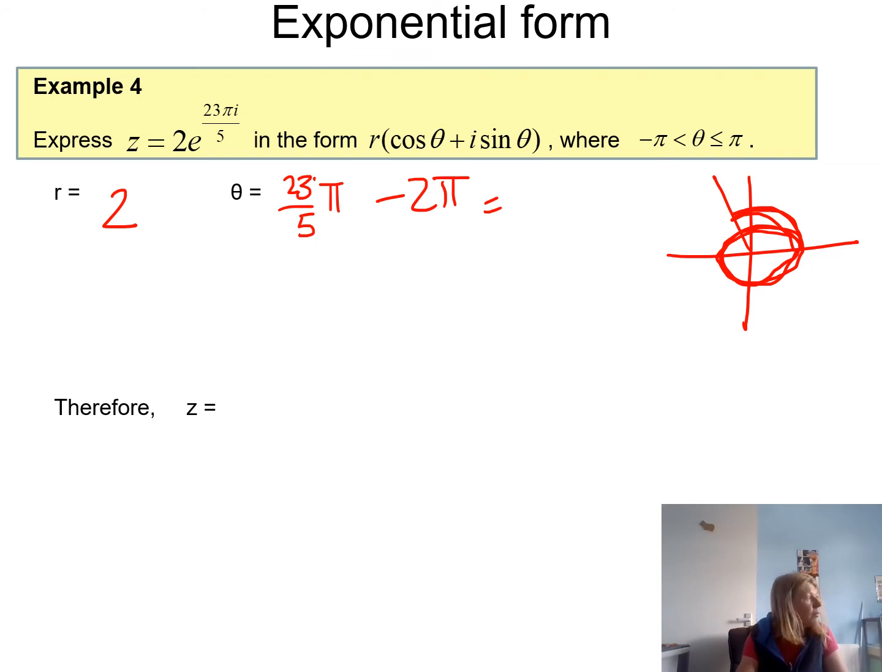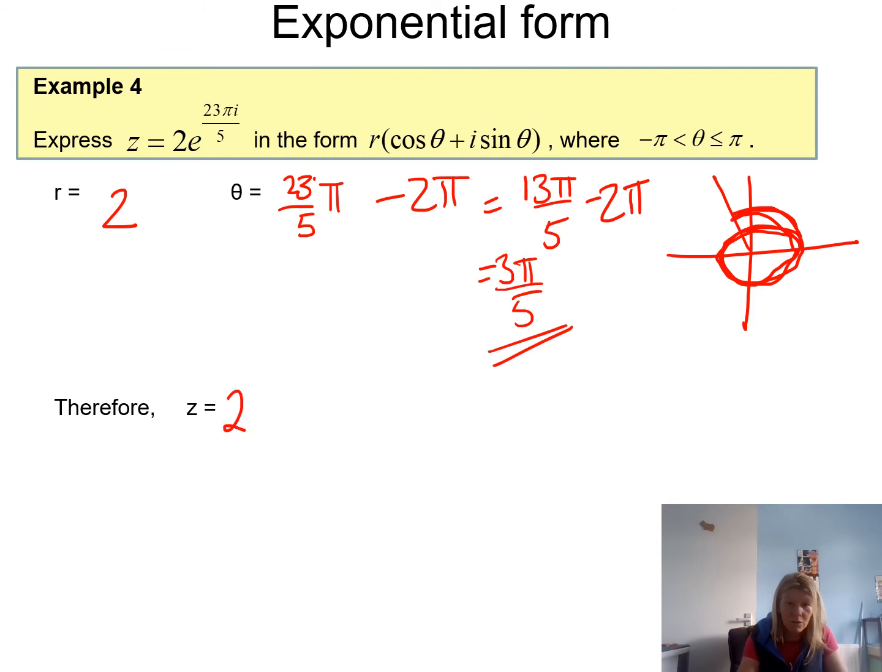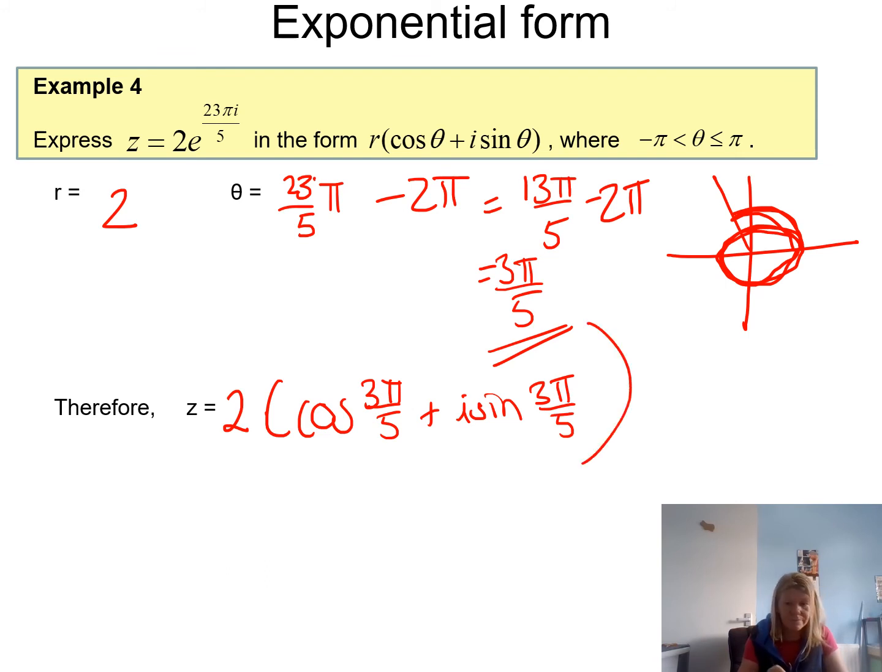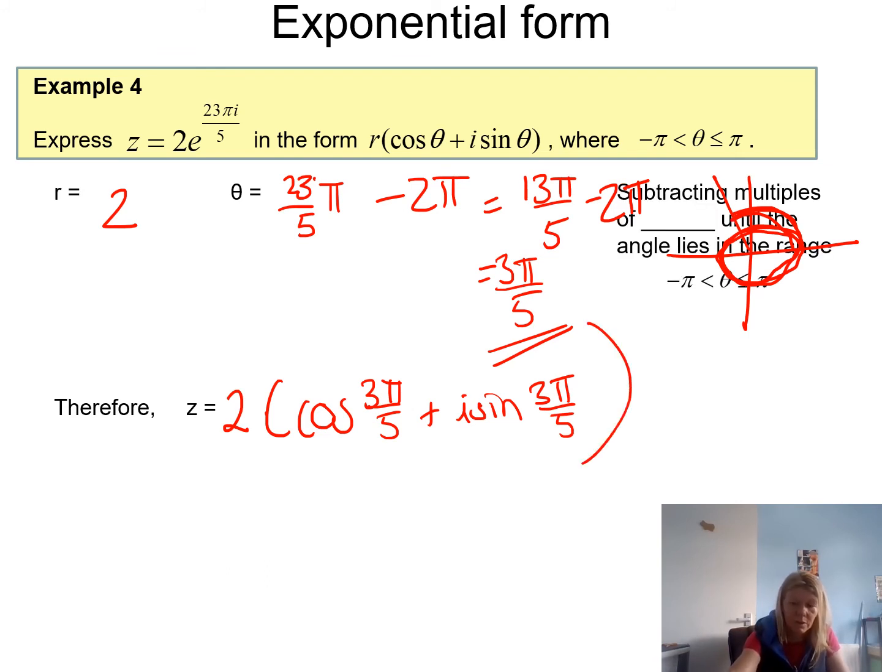If you took 2 pi from that, that would be 13 pi over 5. Say not in range, take another 2 pi off it, and you get 3 pi by 5, which is in range. So that's the one we want. So therefore z would be 2 cos 3 pi by 5 plus i sine 3 pi by 5. Done.